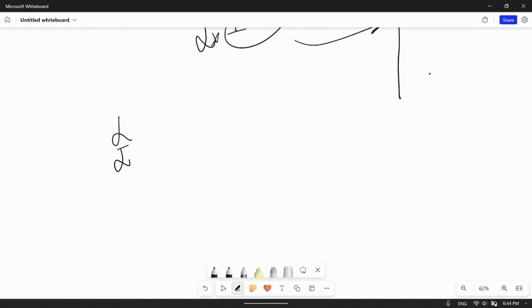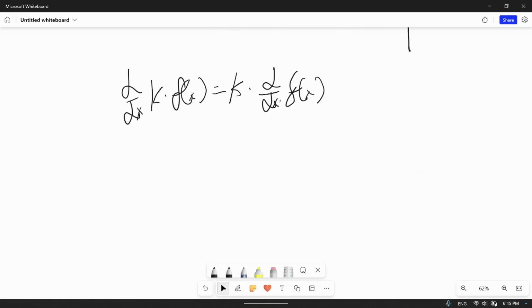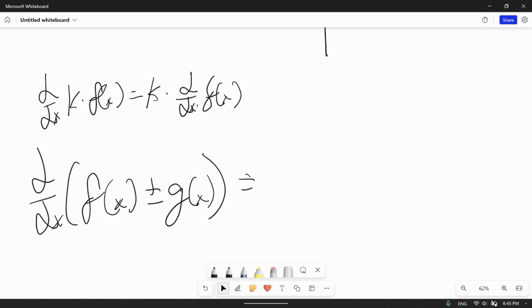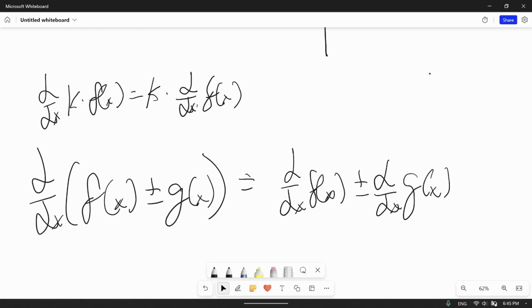Also, the derivative of a constant times a function is going to be equal to the constant times the derivative of the function. Again, these are just rules. Again, the derivative of f of x plus or minus g of x is going to be the derivative of f of x plus or minus the derivative of g of x. So those are some important rules that really do make sense, but I just want to point them out.